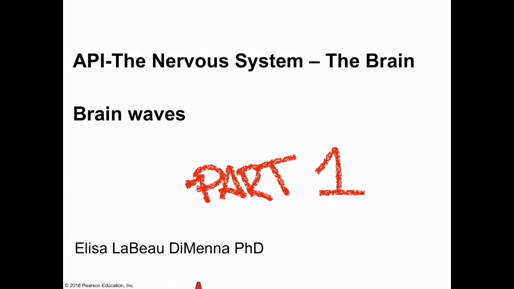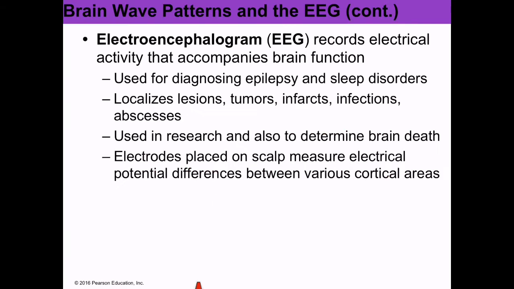Hey everybody. We're going through some basics of the nervous system. We're looking at the brain in a general way, and now I want to just kind of get in there and jabber about brain waves. So this is part one of that, and I'm Elisa, and let's get started.